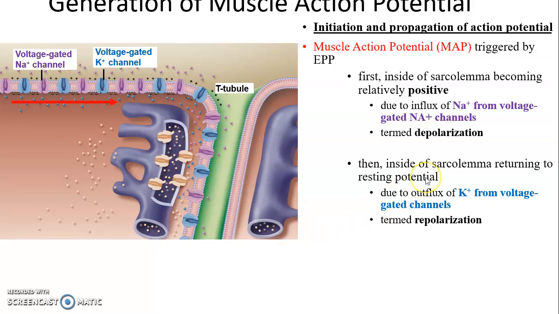At a delayed time, a little after the sodium ion channels open, we have those voltage-gated potassium ion channels that open. Potassium ions flood out of the cell. They are positively charged, so they then repolarize that region of the sarcolemma. They return it to the resting membrane potential, repolarizing, making it more negative.